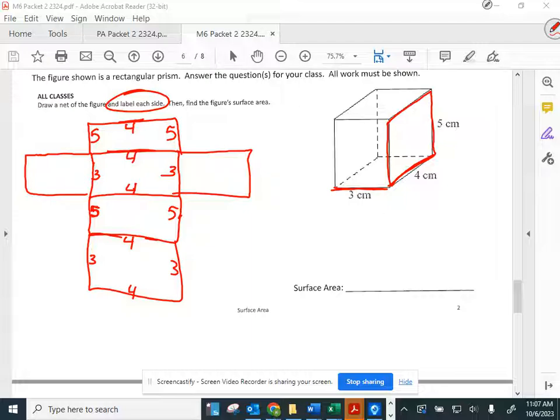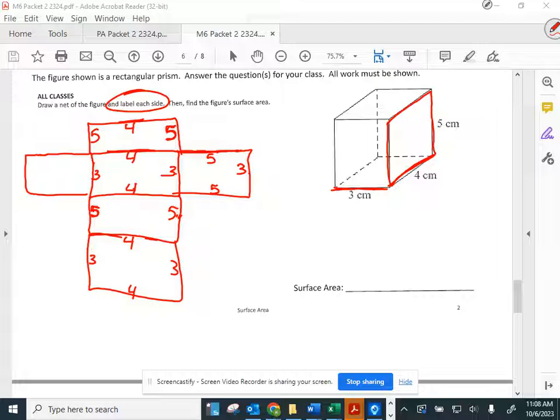So now can we label this side? If we know this is a 3, across from it has to be a 3. And if we know this is a 5, the one that folds up next to it has to be a 5. And across from that 5 is the 5. So our 5 lines up with our 5.